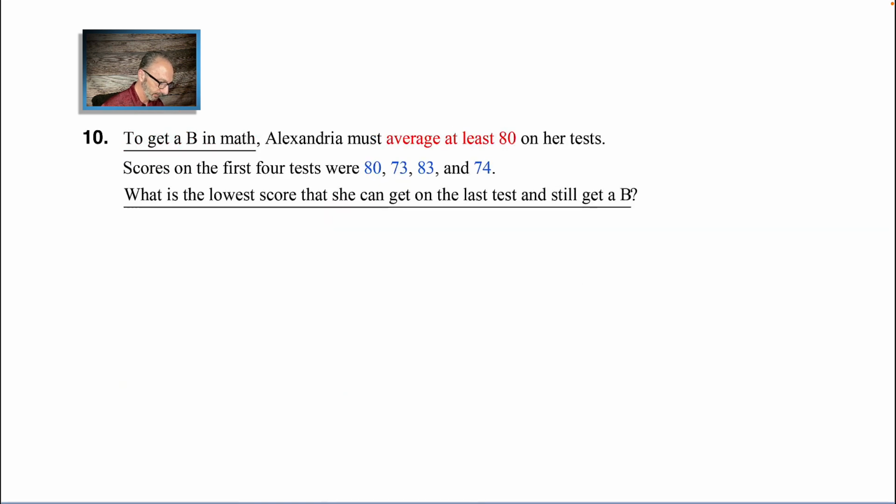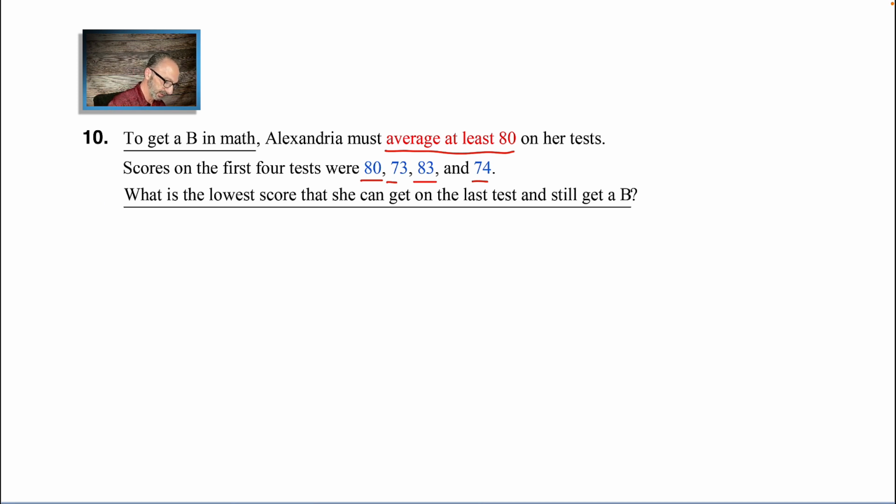Let's move on. We're almost halfway. Number 10. To get a B in math, Alexandria must average at least 80 on her tests. Scores on the first 4 tests were 80, 73, 83, and 74. What is the lowest score that she can get on the last test and still get a B?